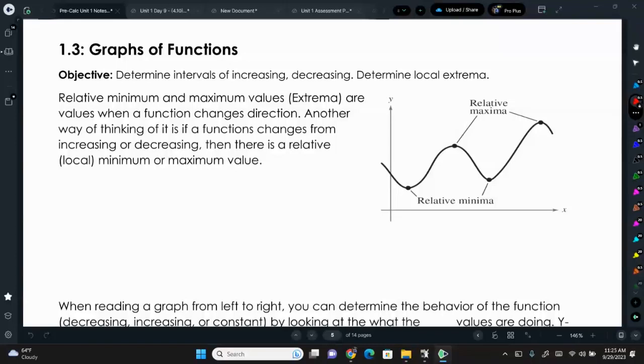What we'll be working with today is very basic characteristics of functions. We're going to be talking about increasing, decreasing, and constant functions, and determine local minimums or maximums, which are also called extrema. So a minimum or maximum value, what that means is that in that local area, those points around that area, we have a minimum value.